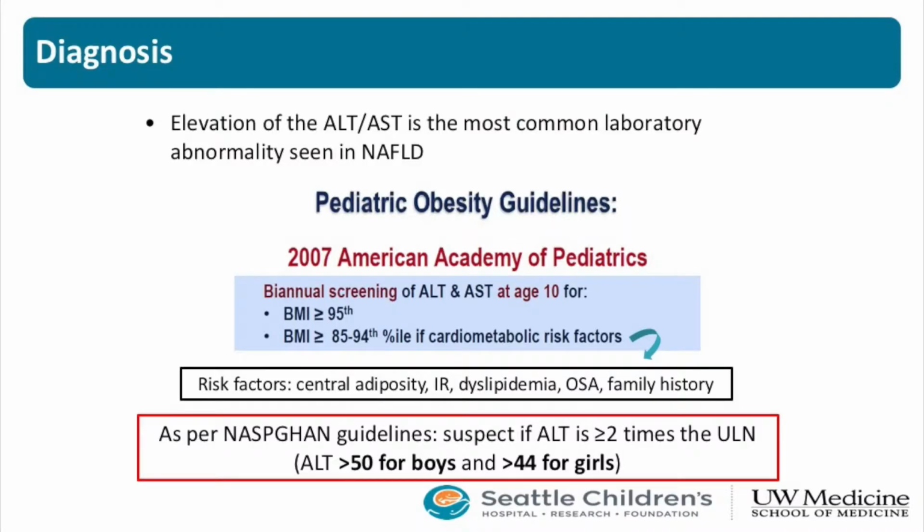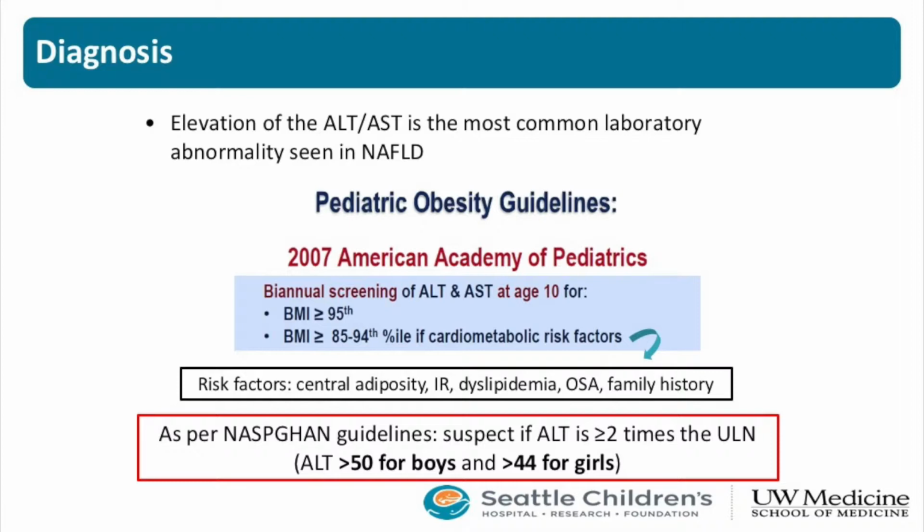Back in 2007, the AAP was like, we see you, obese children of the world, we know you're there, we know your risk factors. Let's try to identify who we can prevent from having further complications. And they were like, okay, if you have a BMI over 95 or between 85 and 94 with risk factors, and let's be honest, almost everybody has a risk factor, you need to check ALT and AST.